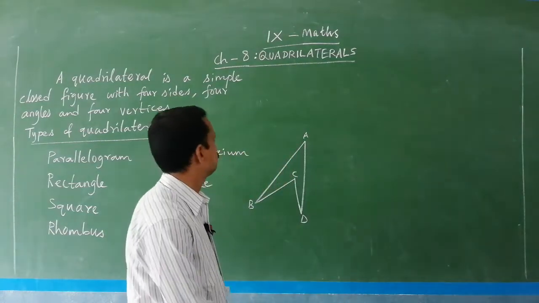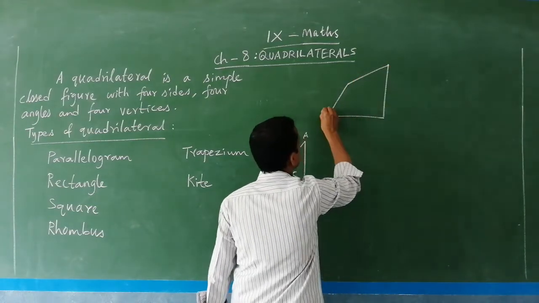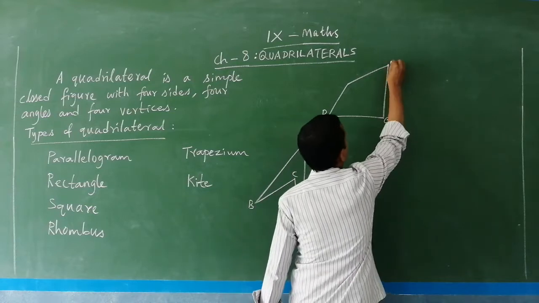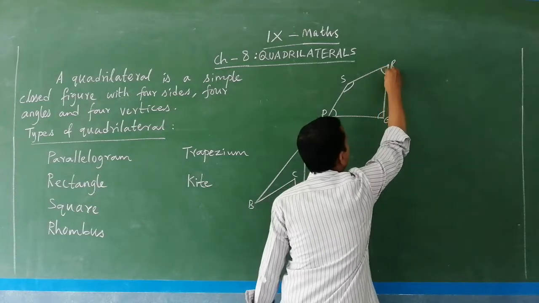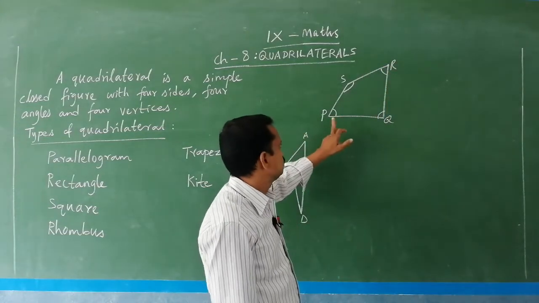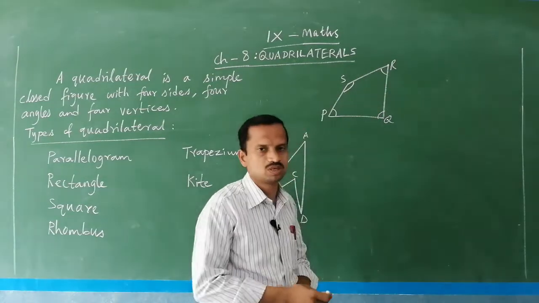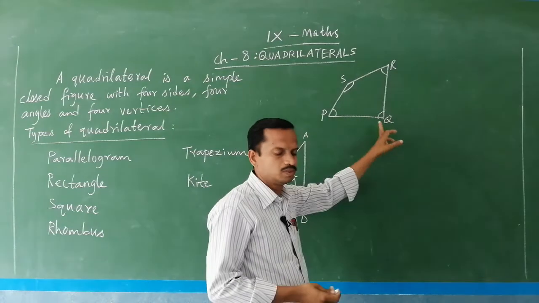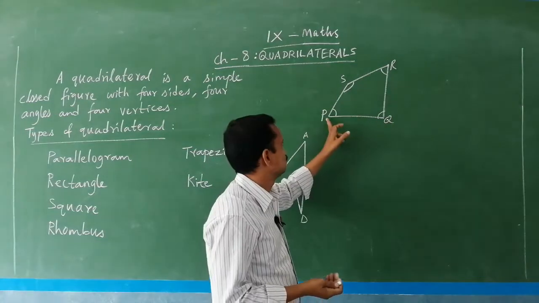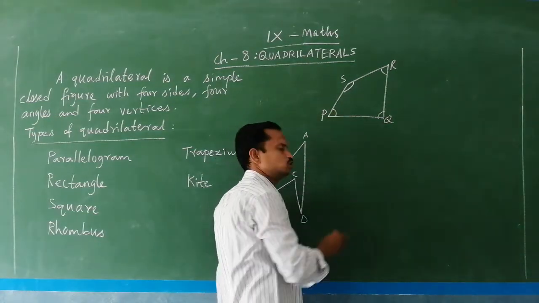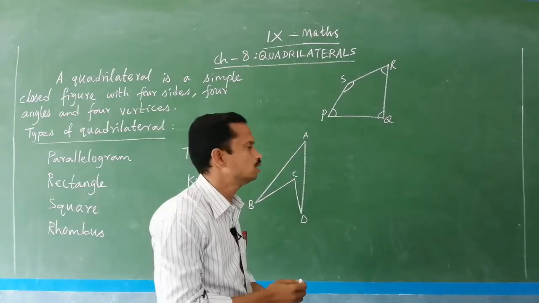Okay. For example, if you take this, P, Q, R, S. You see, these are the four angles. Four sides means PQ, QR, RS, PS. So these are the four sides, and four angles means angle P, angle Q, angle R and angle S. And vertices means this point. So the vertices means nothing but the corner. So four corners, that means four vertices. In singular you say vertex.